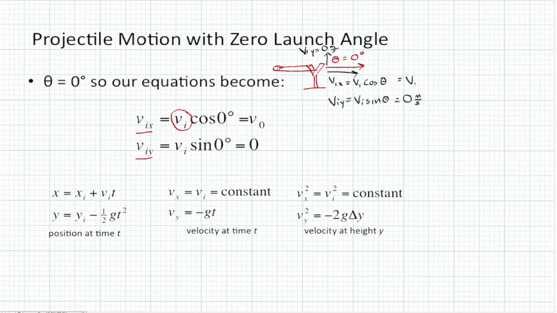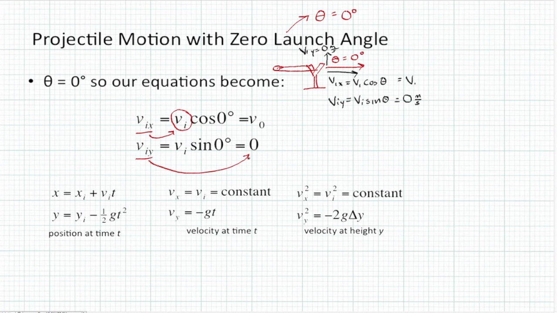So if we have zero launch angle, theta equals 0 degrees. That means the initial velocity in the x direction is the whole initial velocity, and the initial velocity in the y direction is equal to 0. There is no vertical component of it at all.